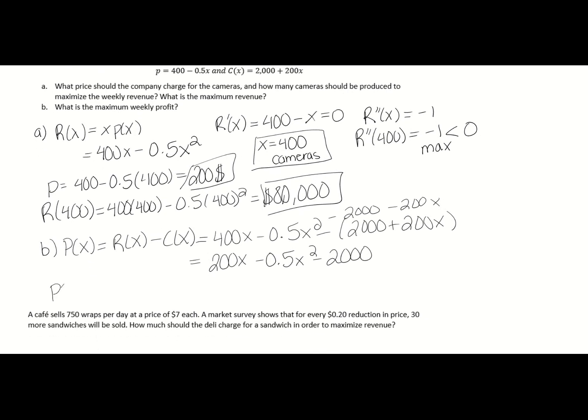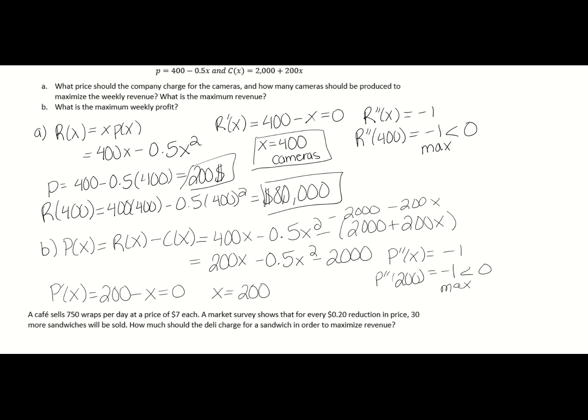So I have p prime of x is equal to 200 minus x. I set this equal to 0. I get x is equal to 200. Now I need to check that this is a maximum. So I'm going to use the second derivative test. So p double prime of x is going to be negative 1. And when I plug in 200, it's still negative 1, so it's less than 0, so it's a max.